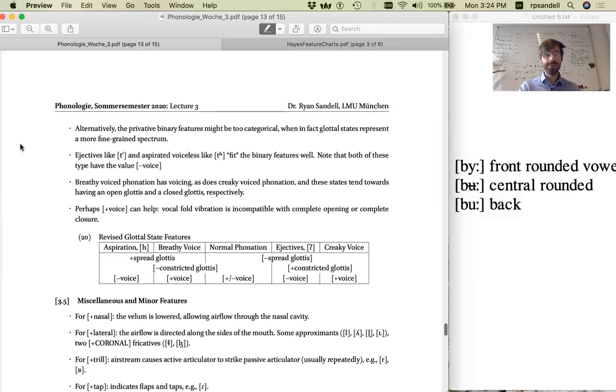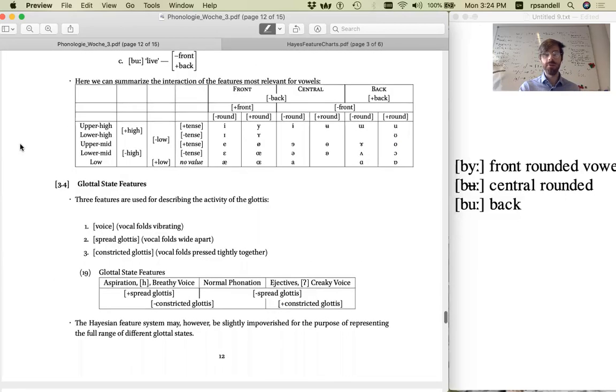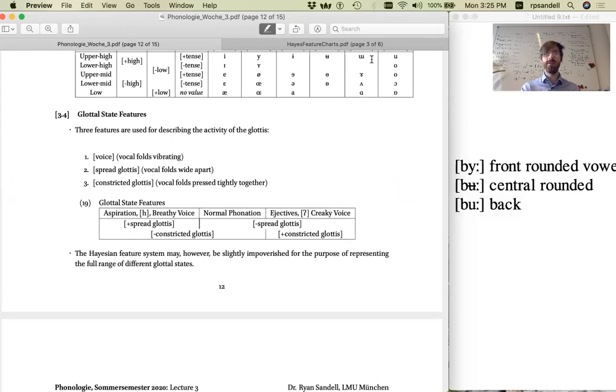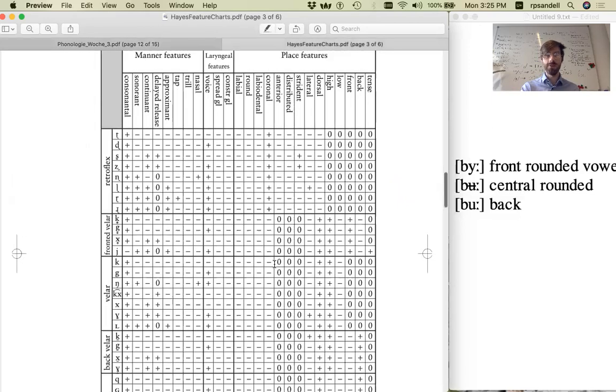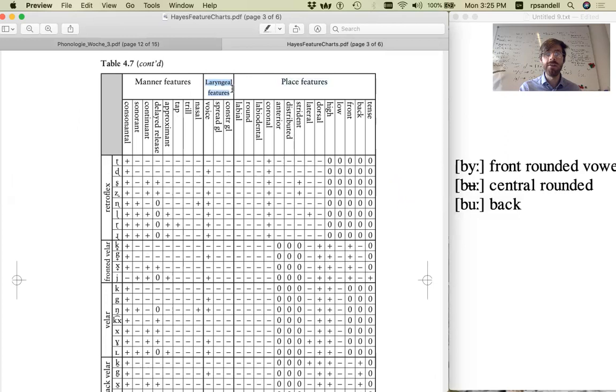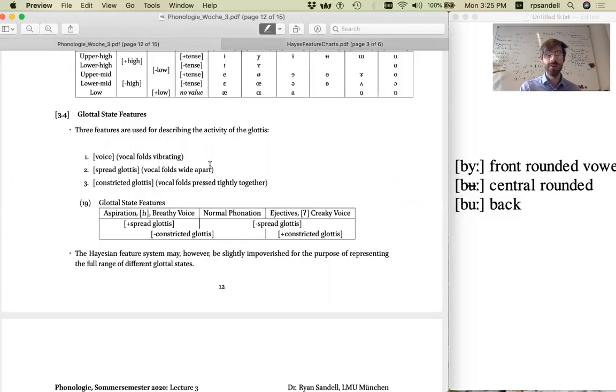Okay, so the last major set of features with which we need to concern ourselves today are the features that refer to glottal state, namely what the glottis is doing. The feature voice ought to be very familiar to you. This simply refers to whether the vocal folds are vibrating. Then Hayes' system includes two other features. On the table, you'll see these glottal state features marked as laryngeal features. That means basically the same thing. And there are just the three features here: voice, spread glottis, and constricted glottis.